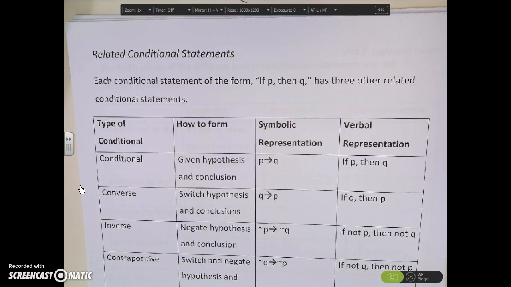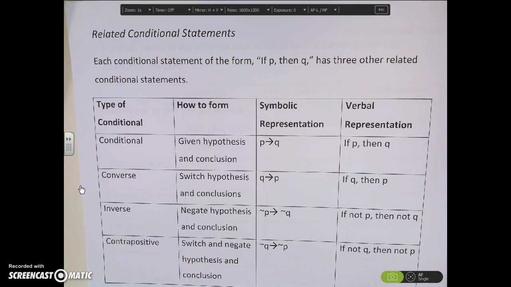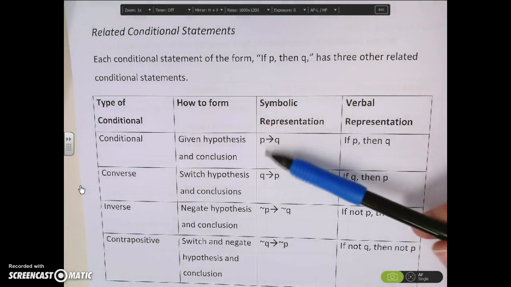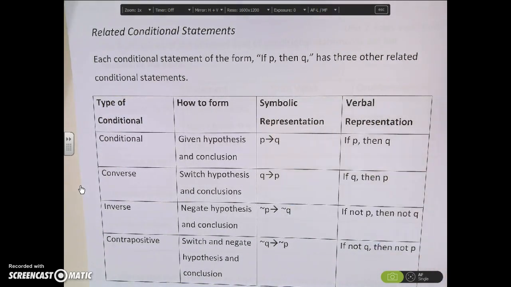Now we're going to talk about related conditional statements. Each conditional statement is of the form if P then Q, but there are three other kinds of conditional statements we could make with this. Conditional is the form that you're used to, if P then Q. The first thing I could do is make the converse, which switches the hypothesis and the conclusion.